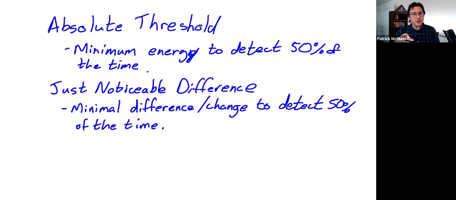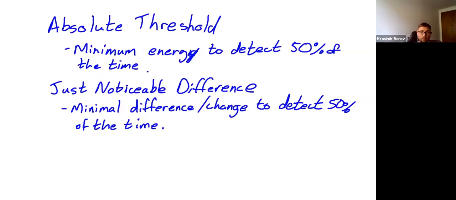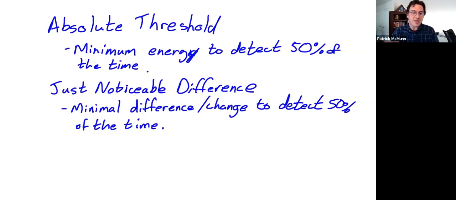Now, if I were to change up that experiment, and instead of upping 1 decibel every minute, I upped 5 decibels, and then 50% of the class says, hey, I just noticed something new, that would be the just noticeable difference, okay? Does that make sense? So I wanted to describe the difference between these two, all right?